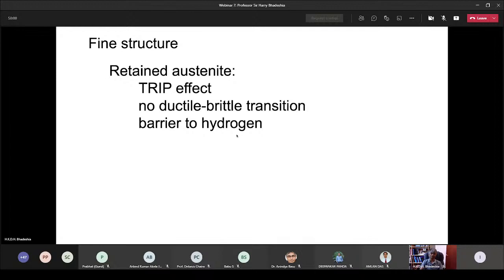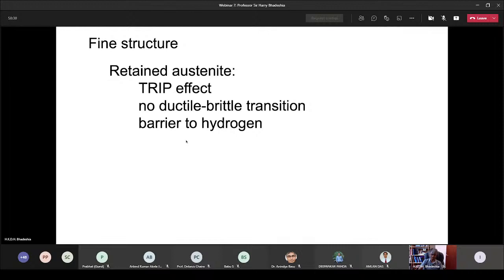And austenite is beneficial because it undergoes transformation-induced plasticity when you apply stress. So it tends to relieve any stress concentrations. It does not have a ductile-brittle transition temperature like ferrite does. And if you are worried about hydrogen embrittlement, then it also forms a barrier to hydrogen diffusion, because the diffusion coefficient of hydrogen in austenite is far smaller than in ferrite.